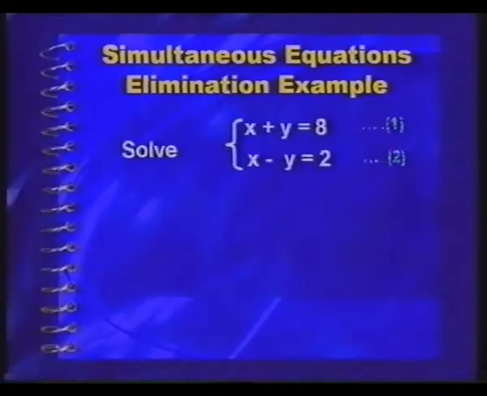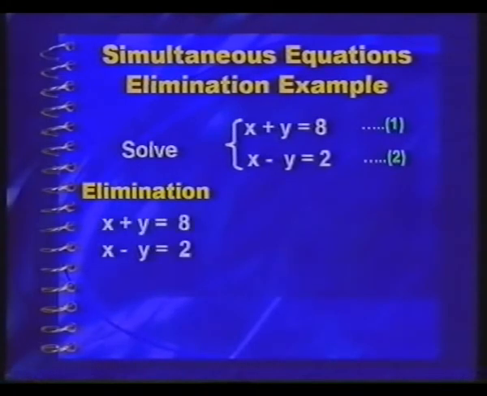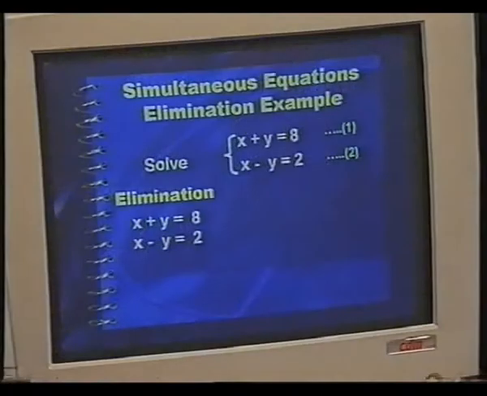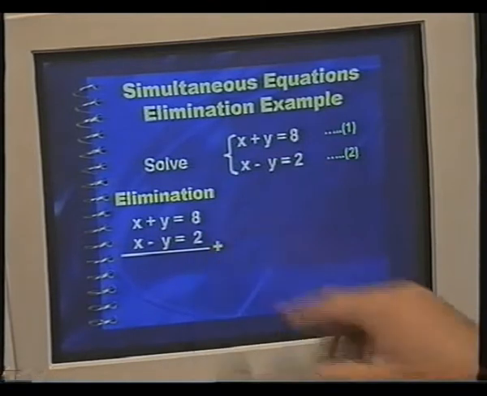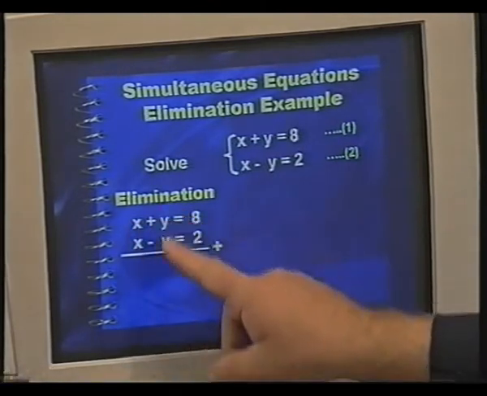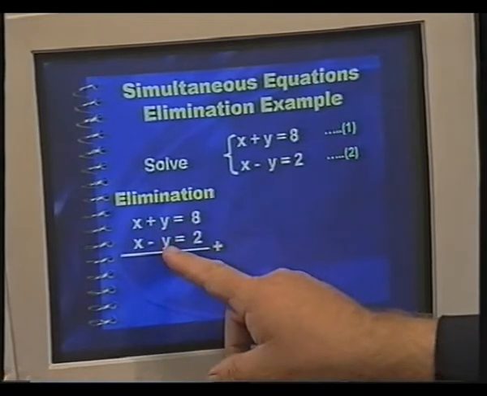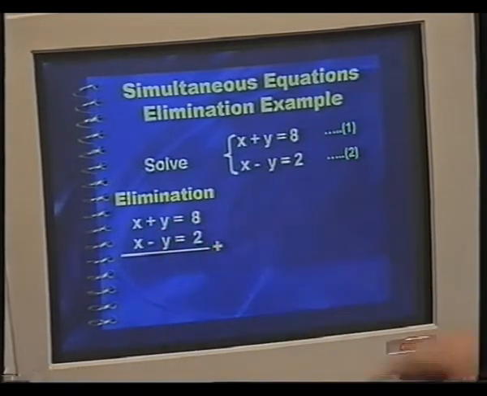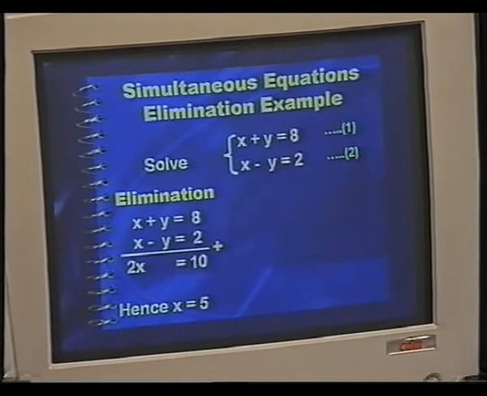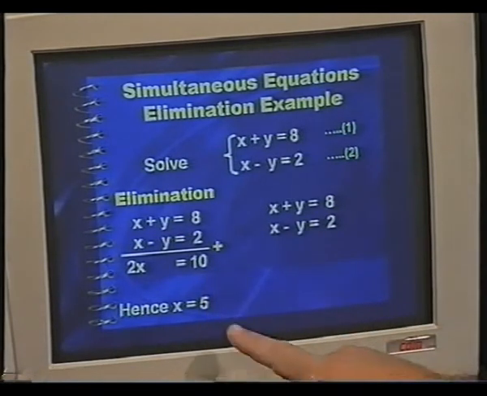Let's now do the same problem using the elimination method. So here we go. We've again numbered these equations 1 and 2. And what you do in the elimination method, you put the two equations underneath each other and you try to eliminate one of the variables. In this case, you would add the two equations together and you add in columns. So you get an x and an x there, 2x, and you'll find that the y and the negative y will cancel out, and the 8 and the 2 will become 10. And of course, from that we get straight away x equals 5.